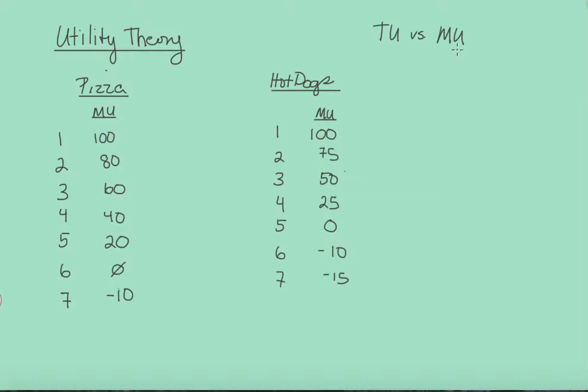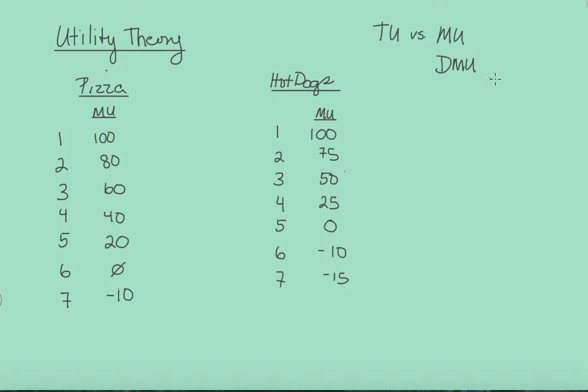Marginal utility looks at the incremental change in utility, the change in utility when there's a 1 unit change in consumption. So it's the incremental change in utility. And remember that we've already gone over the law of diminishing marginal utility, which states that at some point there's going to be a decrease in the marginal utility.